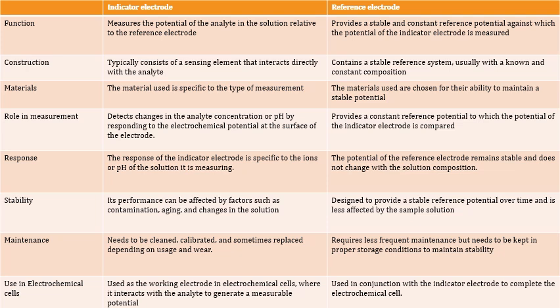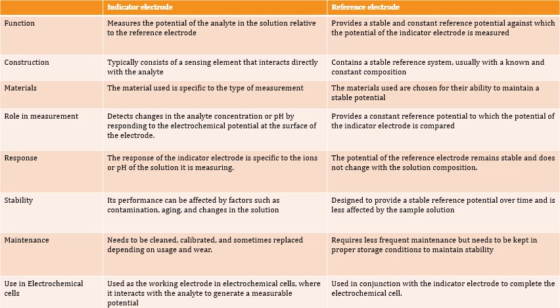potassium, or chloride. While the reference electrode provides a stable and constant reference potential against which the potential of the indicator electrode is measured, it contains a fixed potential that is unaffected by the composition of the solution being tested. Example is a saturated calomel electrode or a silver chloride electrode.